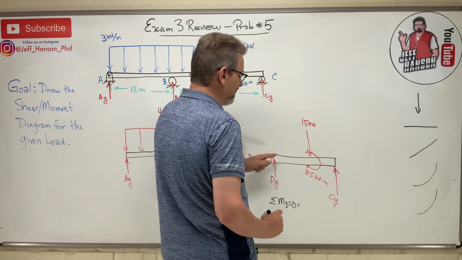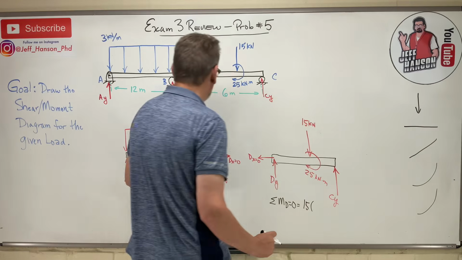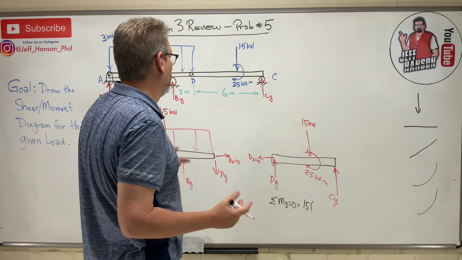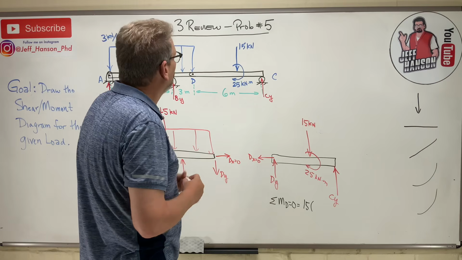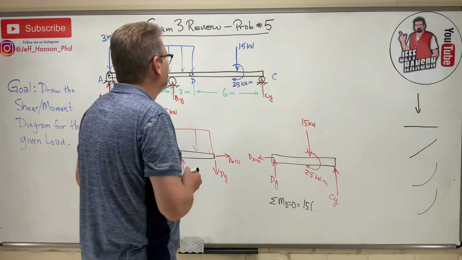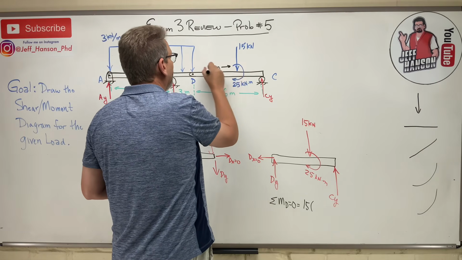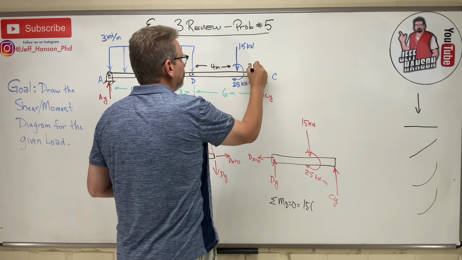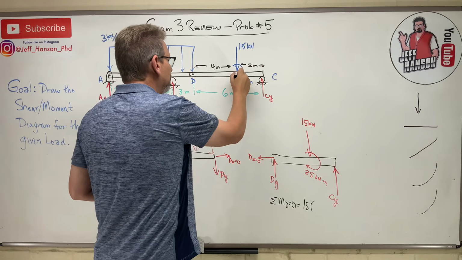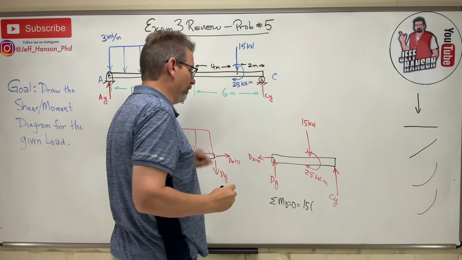If I take the moment at D, I get 15, which rotates me positive. So 15 times how far away from D is that 15? I don't know. You didn't tell me. It's halfway, okay? I'm sorry. No, this is 4 meters, and this is 2 meters. Okay, the 15 is 4 meters away.